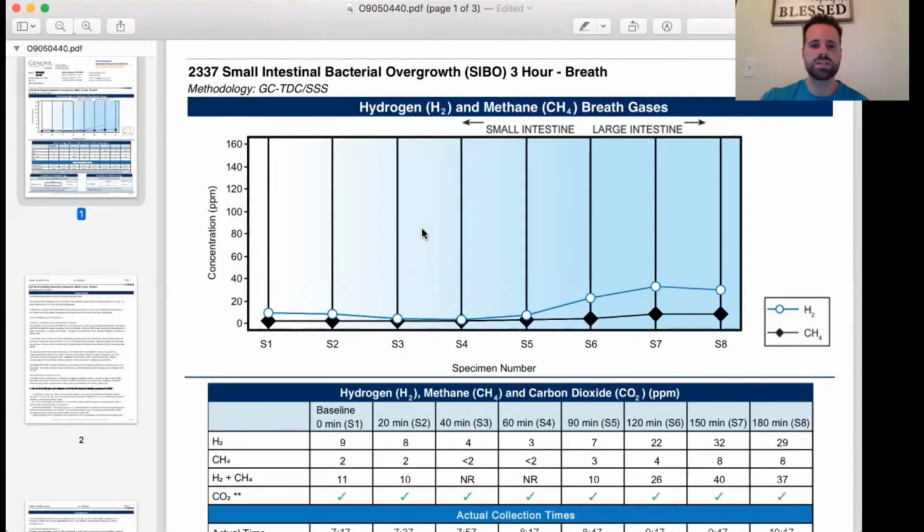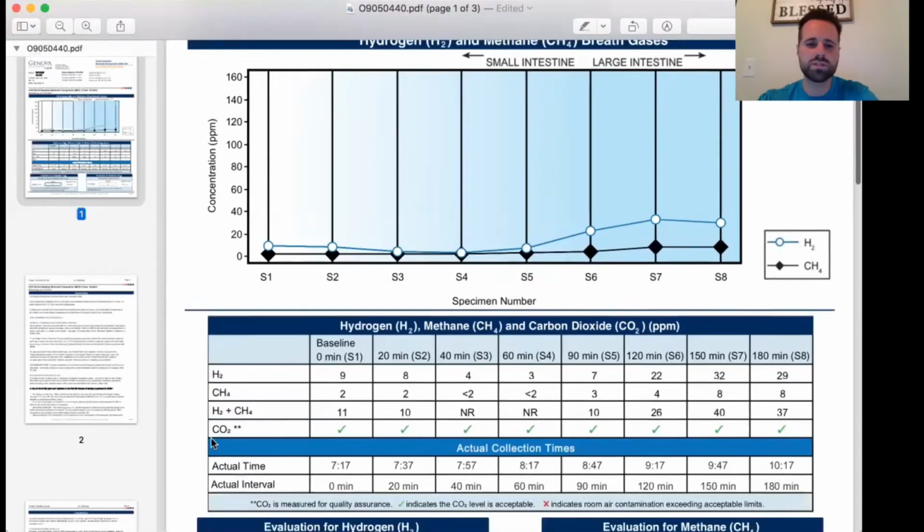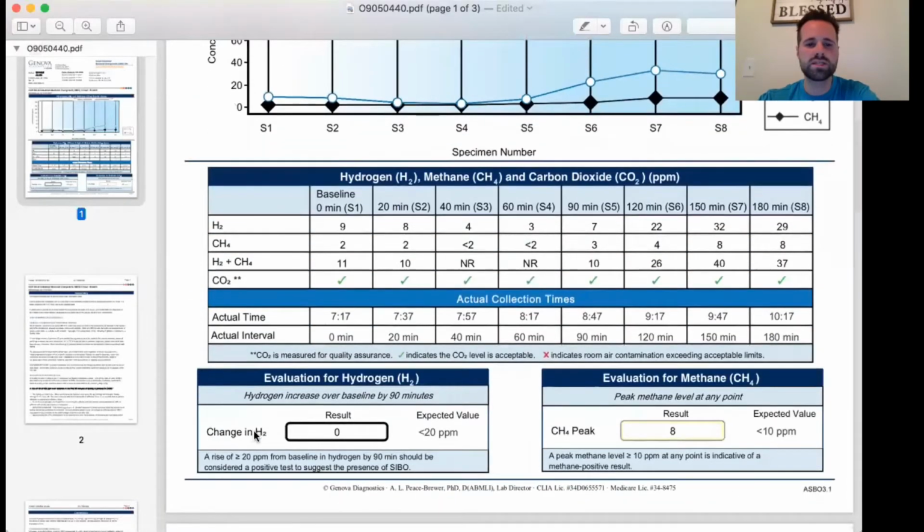And so we can see that there are different markers. There's a baseline, 20 minutes, 40 minutes, and this test goes through 3 hours, and at various intervals, the patient will breathe into a test tube. When it comes to the hydrogen gas here, I'm going to scroll down a little bit. What we can see is that if there is a rise of 20 or more parts per million from the baseline to the 90-minute mark, that is going to be positive for SIBO as far as the hydrogen goes. For mine here, it went from 9 to 7. So if this number was at 29 or 30 or 40, that would be positive. But fortunately, it's not. It's much lower than that.